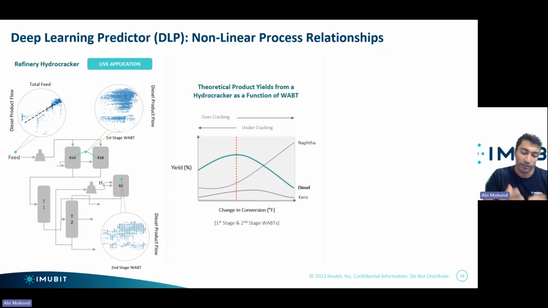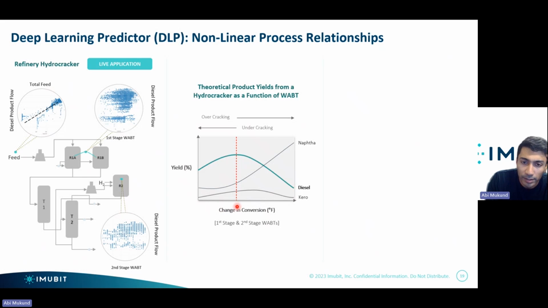So if we aggregate first and second stage, that's the total conversion of the hydrocracker. If you look at a hydrocracker textbook, you'll see a plot like this, right? Theory basically says, as we start to increase conversion, which is on the x-axis, with yield on the y-axis, and let's just focus on this diesel curve right here in green. As we start to increase conversion, there's a point where I actually make more diesel, right? My diesel yield goes up as I increase conversion. So I have a positive steady state gain.